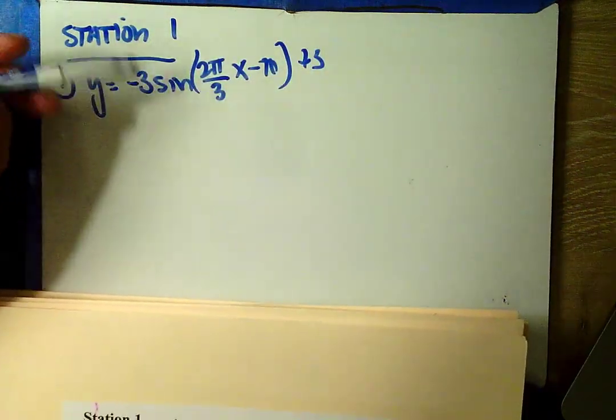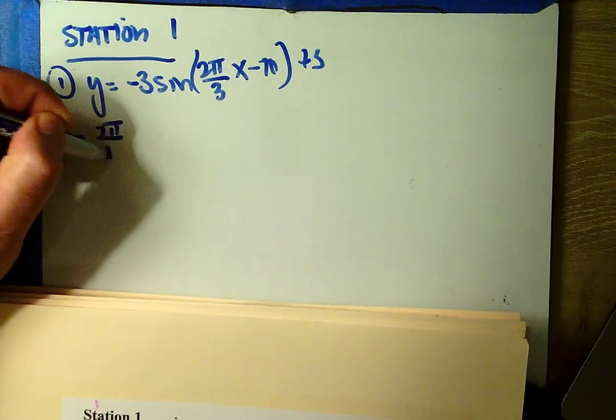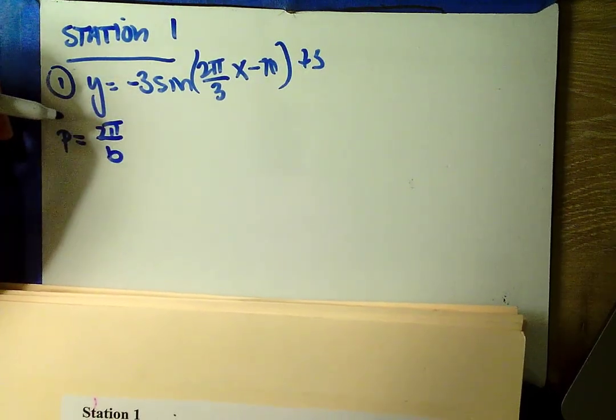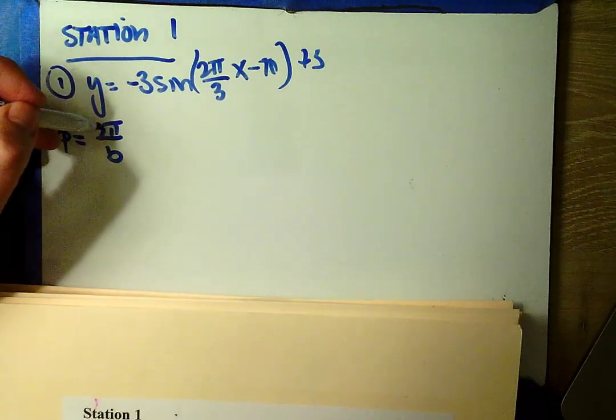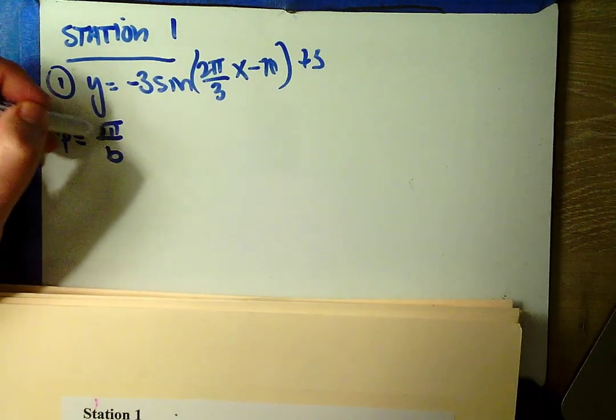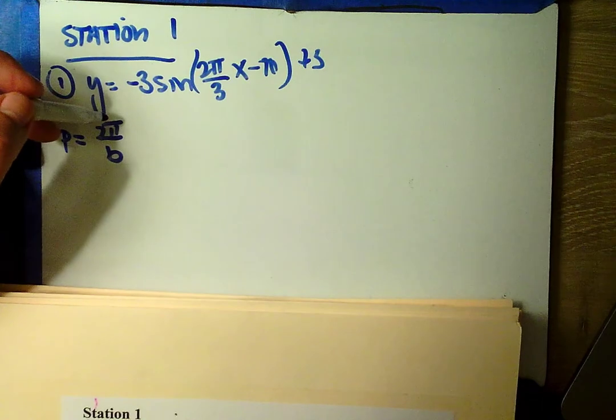Well, we know that the period is 2 pi over b for sine, cosine, secant, and cosecant. Remember, for tangent and cotangent, we wouldn't have 2 pi over b, we'd just have pi over b, because the period of tangent and cotangent is pi. The period for these other four functions is 2 pi.